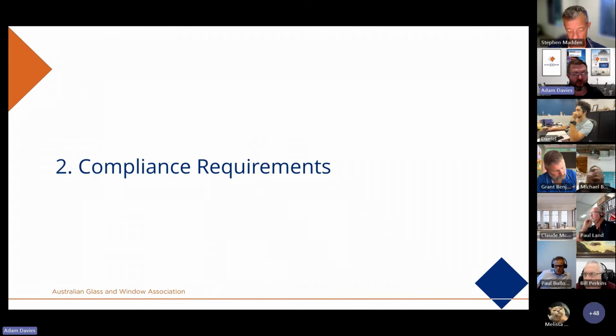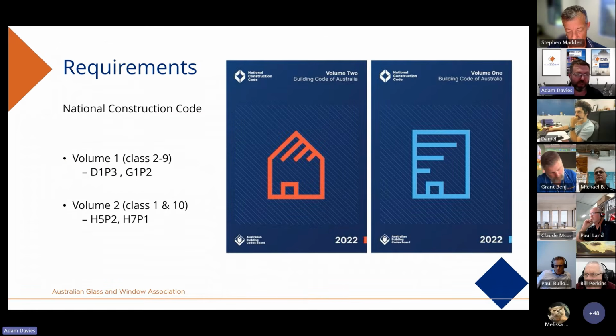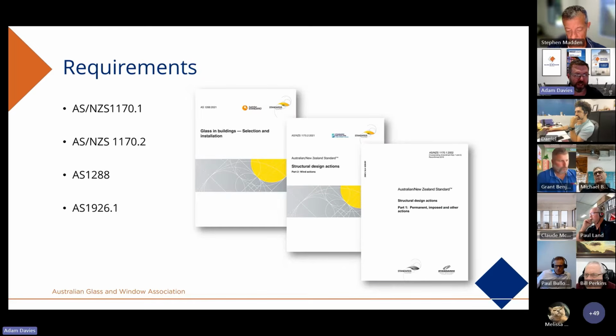Let's talk about some compliance requirements. So primarily, where do all these requirements come from? They originate in the National Construction Code, and the volume that they come from depends on the class of building. For class 2 to 9 buildings, that's volume 1, and for class 1 and 10, that's volume 2. Within the National Construction Code, it references a number of standards, and the ones that are relevant to the discussion today are 1170.1, which is imposed live loads, 1170.2, which is wind actions, 1288, which is for glass selection, and in the case of pool fencing, it's 1926.1.